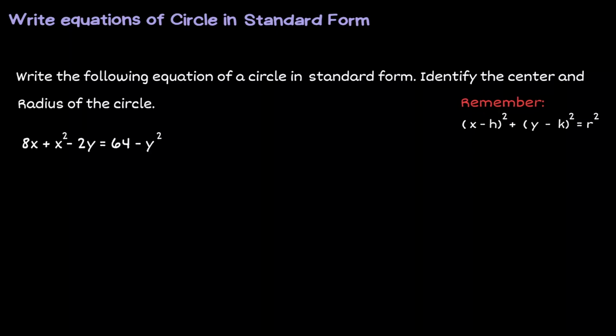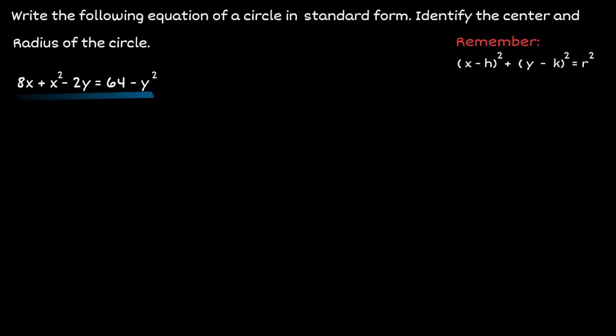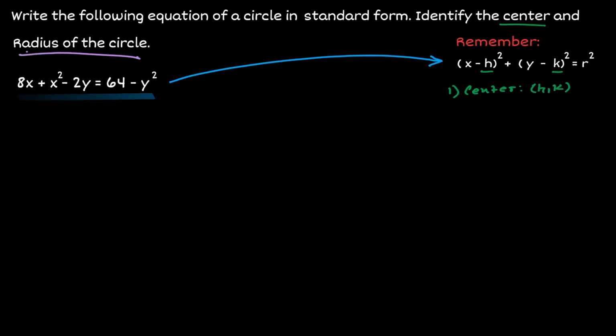Welcome. Let's write equations of circles in standard form. We want to get this equation that we have here and manipulate it so that it looks like the standard form of the equation of the circle. Because once we have it in this form, then we can identify the center of the circle at the values of h and k, and we can identify the radius of the circle at the value of r.